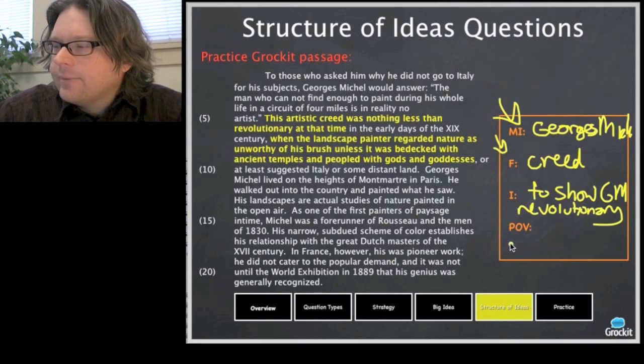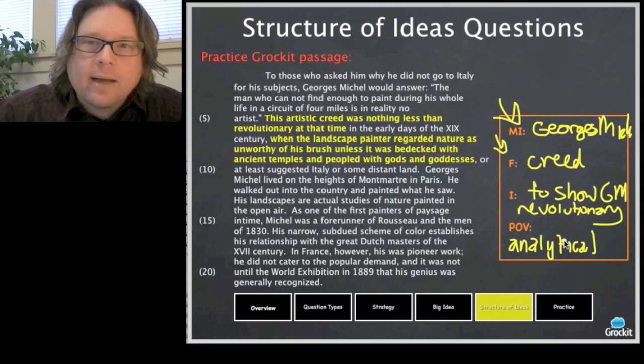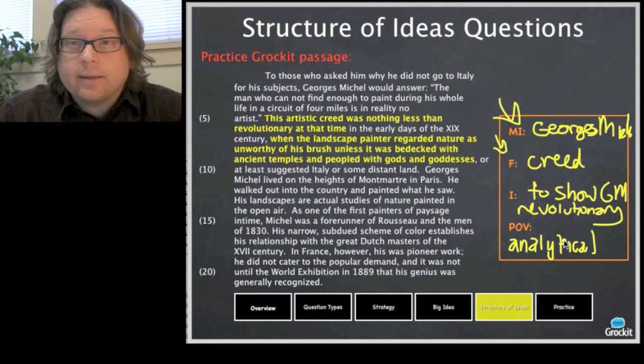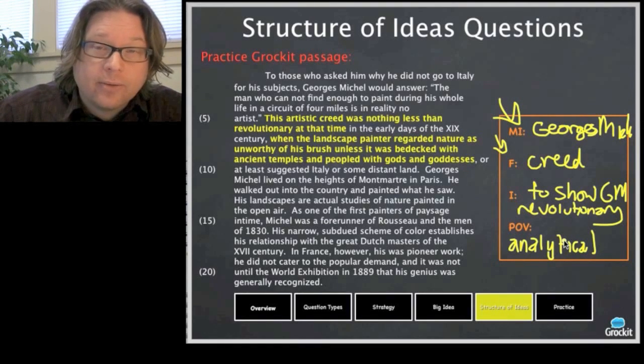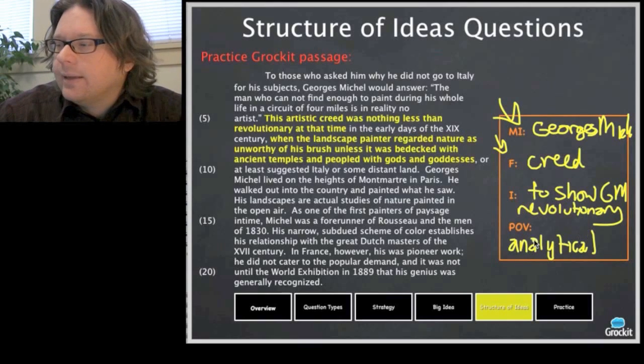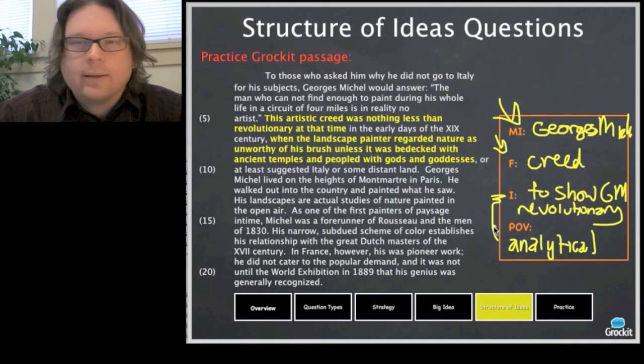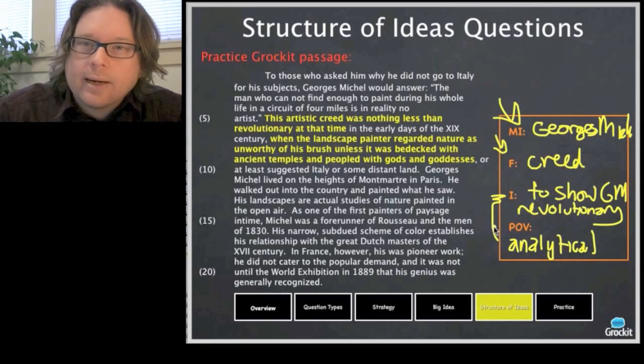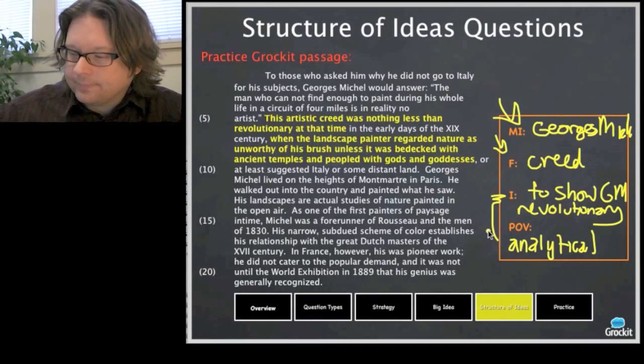Point of view, I would say this is analytical. The author doesn't actually tell us that he or she thinks that these paintings are great or that other people's paintings are great. Just that this guy was really doing something different for his time. So that's what we get.